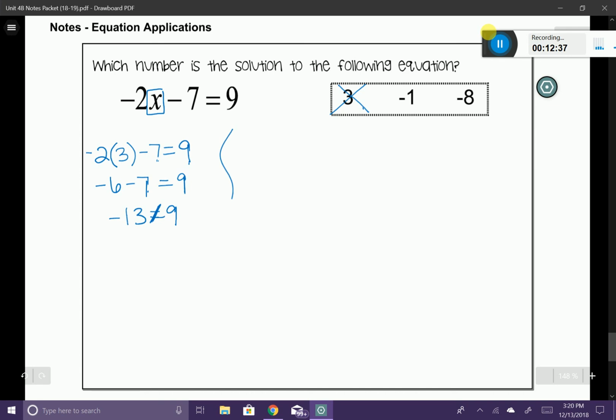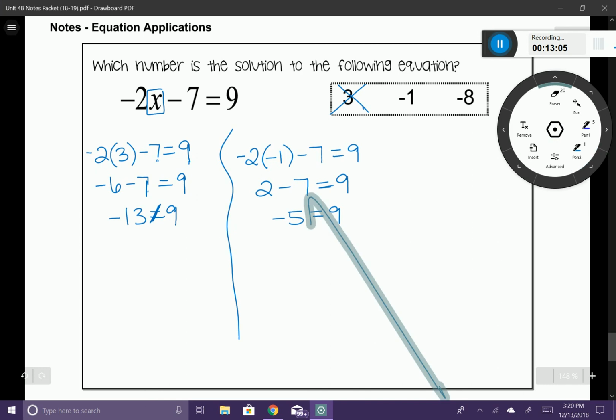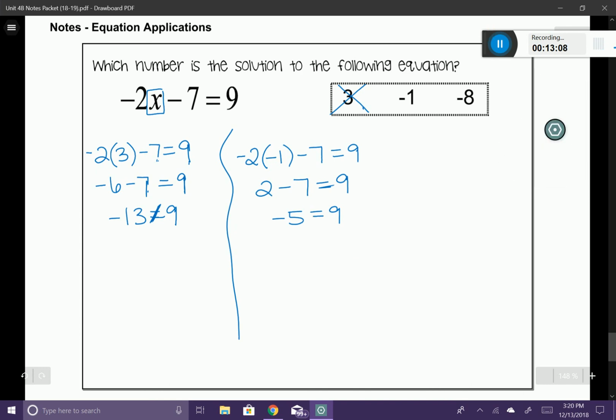Let's go ahead and try -1. I'm going to do the same thing. I'm going to substitute -1 in there. So -2 times -1 is going to give us 2, minus 7 is equal to 9. 2 minus 7 is going to equal -5. You can see that -5 does not equal 9. So therefore, -5 and 9 are not equivalent, and therefore -1 is not our answer.